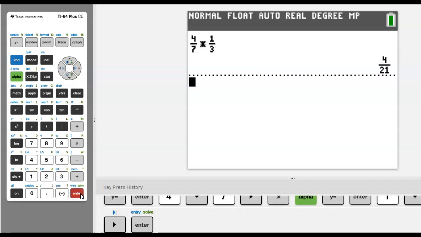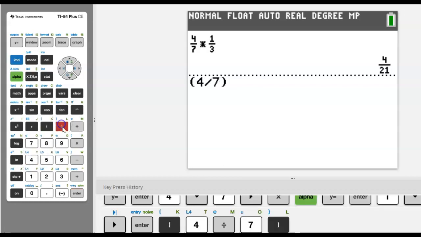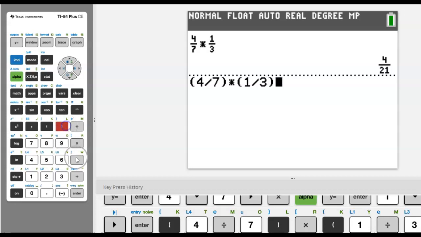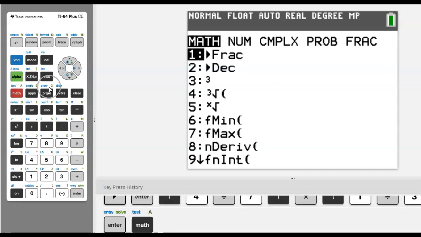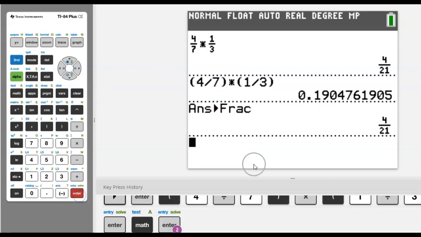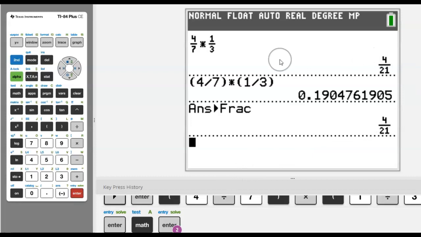If you don't have the TI-84 or you don't have the Half Y function, then you can use the parentheses. 4 divided by 7, close it. It's multiplying, open it, 1/3, close it. It gives you a decimal. You go to Math, and you're changing it to a fraction. Enter, enter, and then it gives you back the answer.